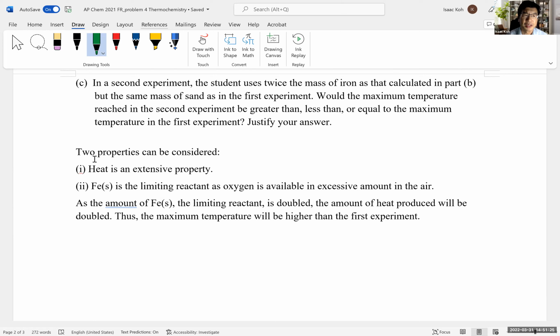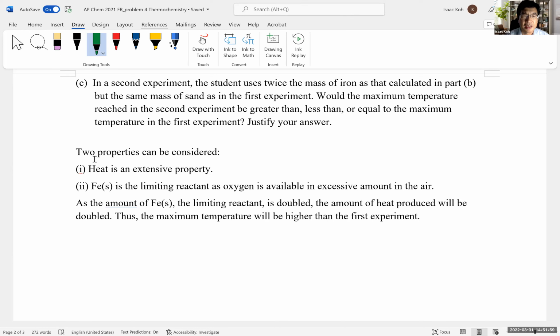Now, two properties can be considered. Heat is an extensive property, and iron is the limiting reactant because the oxygen is in the air and we have much more than enough. Oxygen is in excess, and iron is the limiting reactant. So as we double the amount of iron, the reaction will be doubled, and the heat generated by the reaction will also be doubled.